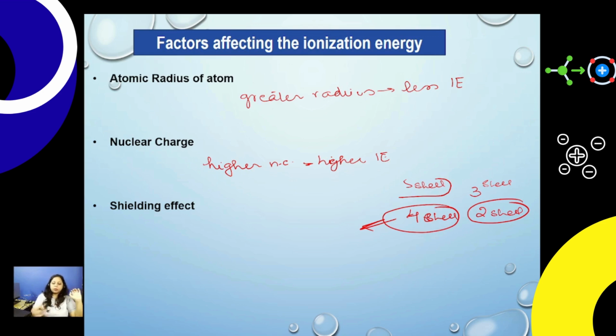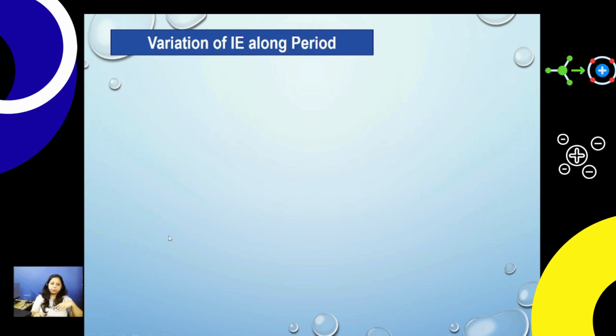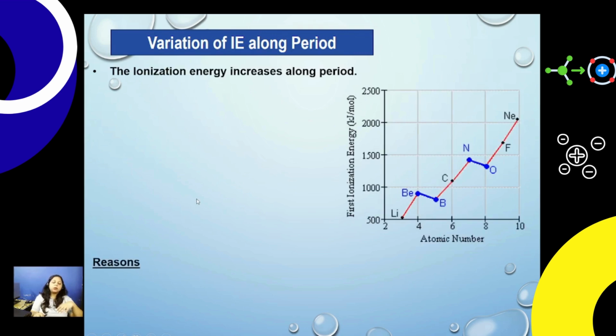Clear? And the last one is the nature of the orbital, like whether you're removing the electron from a d orbital. It's easier to remove from d because they have very high energy. They can move from one orbital to another orbital. It is very difficult to remove from the s orbital because they're quite close to the nucleus. Now the variation, how they differ in the periodic table.